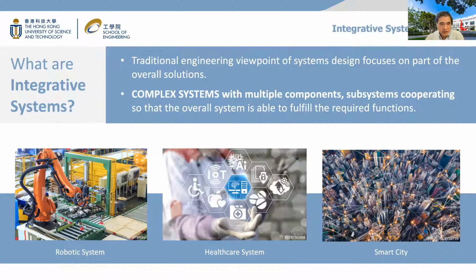Examples of integrated systems include robotics. Robotics has a lot of different technologies, including software, hardware, mechanical, materials, and controls, all together. Another example is the healthcare system or smart cities. They involve a lot of different technologies, and they need to be integrated together to become an integrated system in order to solve the real world problem.